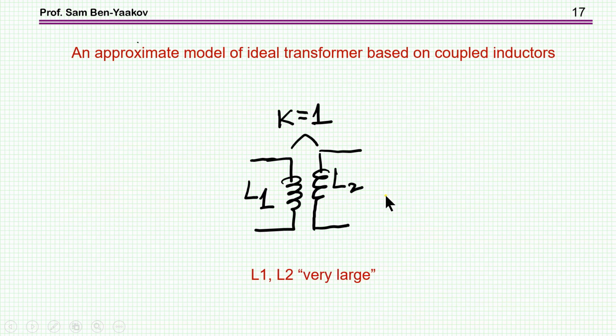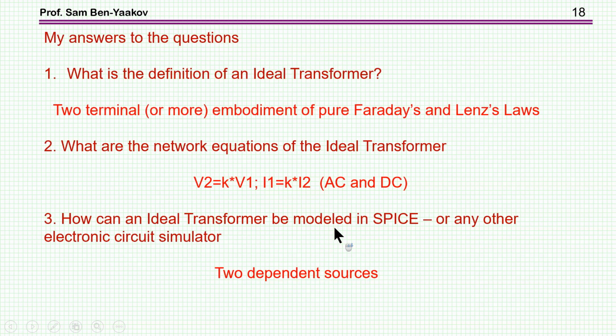So there is another way, of course, which is well known, and that is to represent the ideal transformer by two coupled inductors. Now these have to be extremely large as compared to the other impedances in the circuit, say a few henries or even more, and with a coupling coefficient of one, obviously without any resistances. So this is an alternative to the representation with dependent sources.